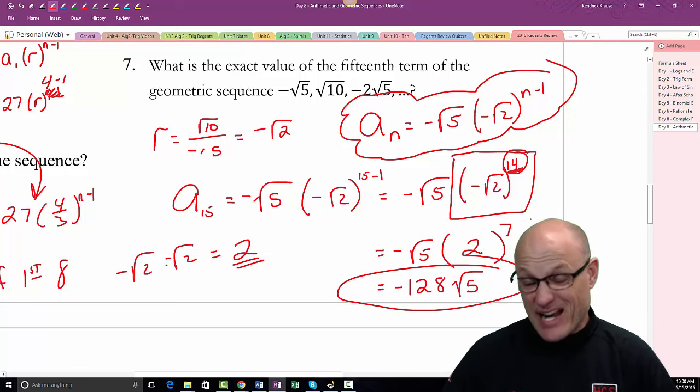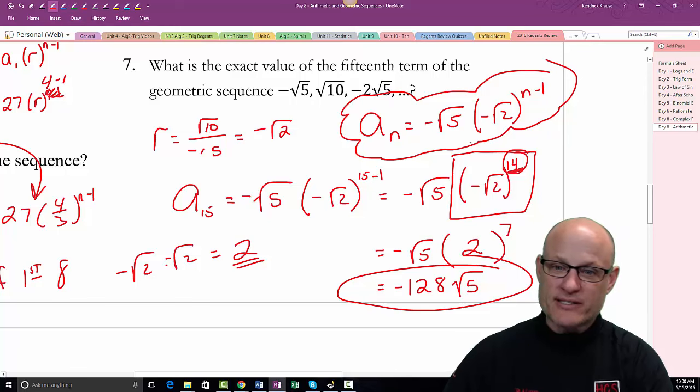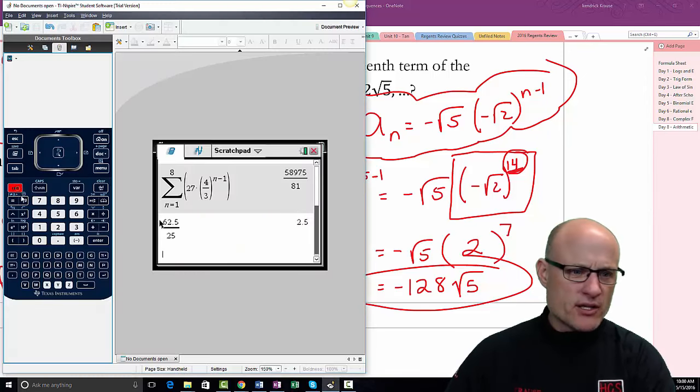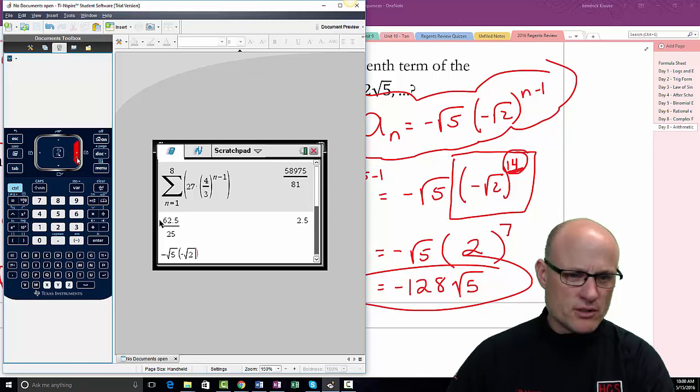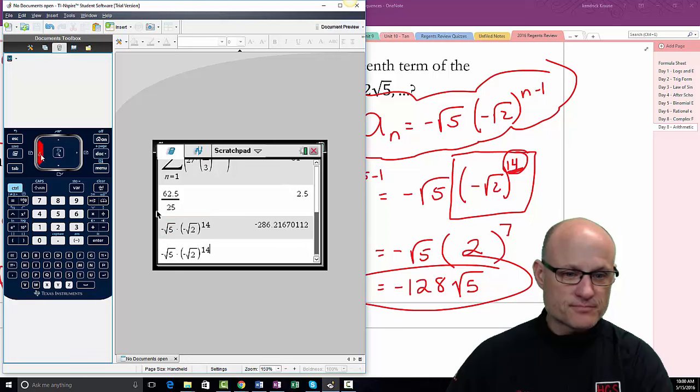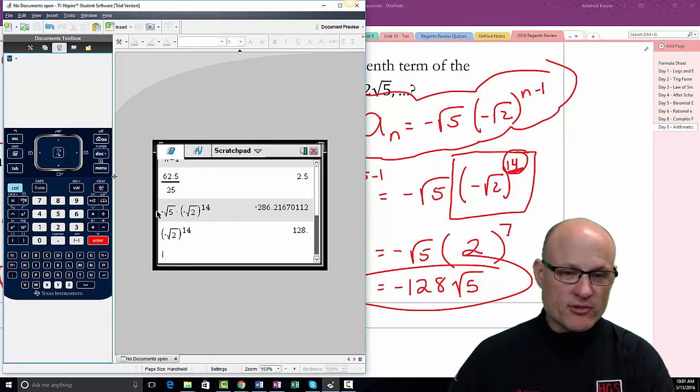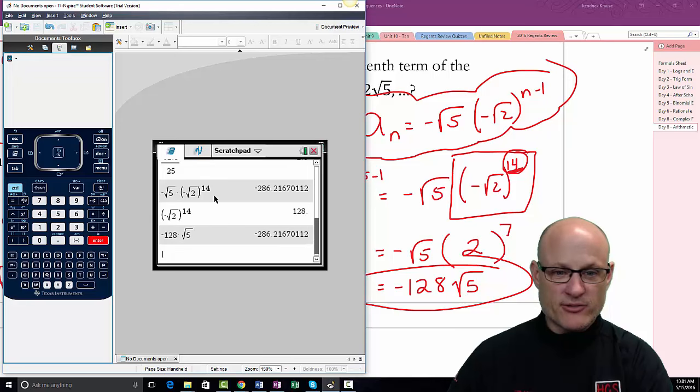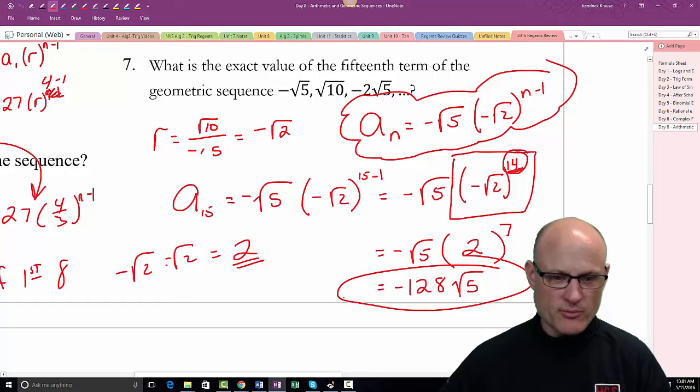Now, I would test that. I might be wrong. I don't know. I haven't had a lot of coffee today. I'm going to type this in right here. I'm going to type in the square root, but I forgot the negative. Negative square root of 5, parenthesis, negative square root of 2, raised to the 14th. Now, it's going to give you some weird decimal. By the way, I could have just done this, and I'd see that that's 128. But it doesn't matter. So now I said my answer was negative 128 square roots of 5. Let's see if that matches this negative 286. It does. There's your answer. Ooh, that's a tough problem.